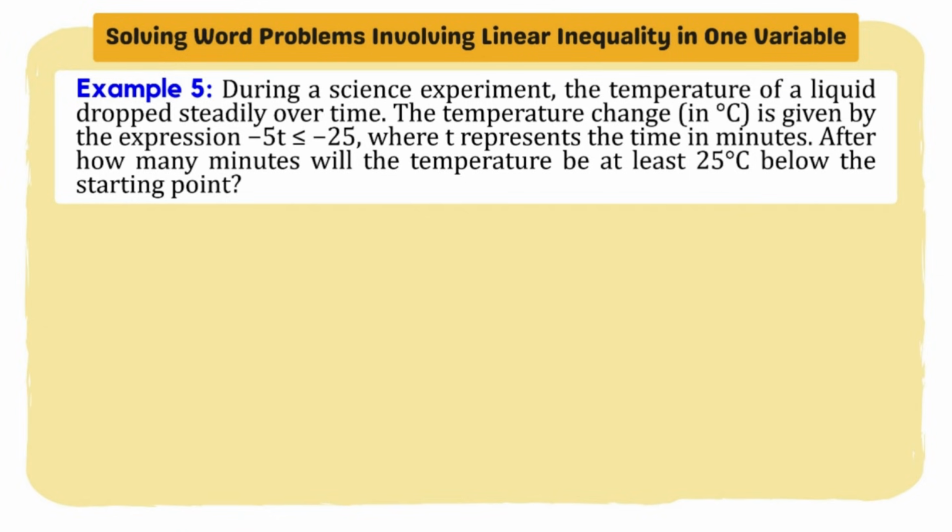Okay, for our last example, we have here number 5. During a science experiment, the temperature of a liquid drops steadily over time. The temperature change in degrees Celsius is given by the expression negative 5T is less than or equal to negative 25, where T represents the time in minutes. After how many minutes will the temperature be at least 25 degrees Celsius below the starting point?